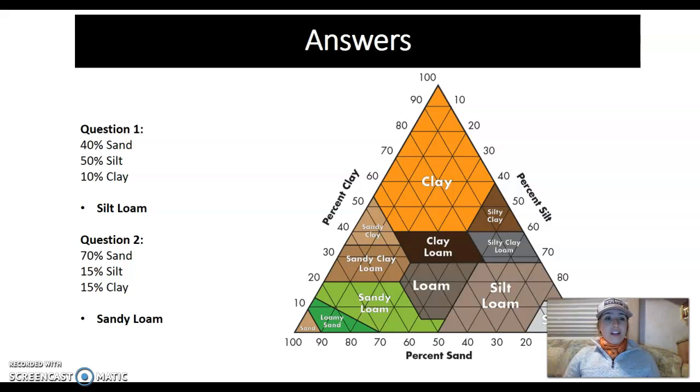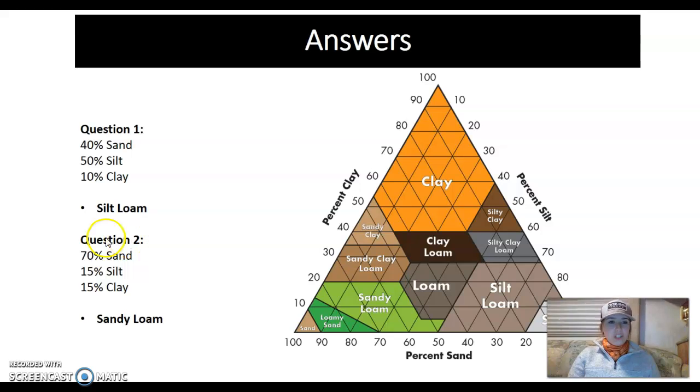Alright, so I noticed a lot of you guys really understand this concept, but let's go ahead and go over this in class together. So let's look at question number 1. 40% sand, which is right here. 50% silt, right here. 10% clay, right there. So we'll move the 10% down to the 40. Then again, the silt is 50, so we'll bring that down. Then we notice that we have the silt loam texture.